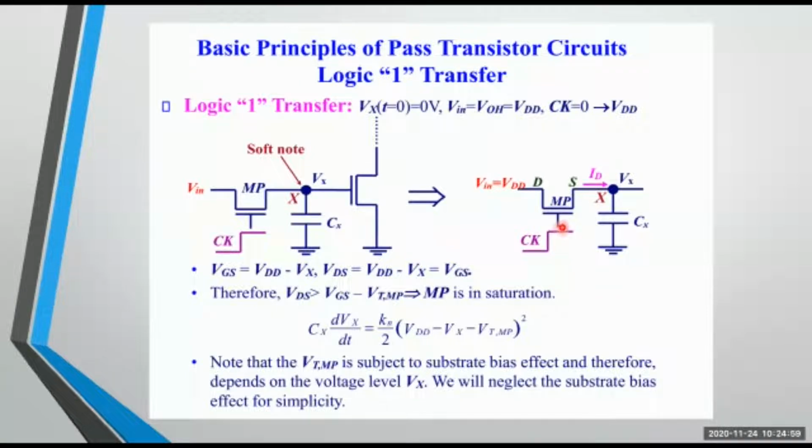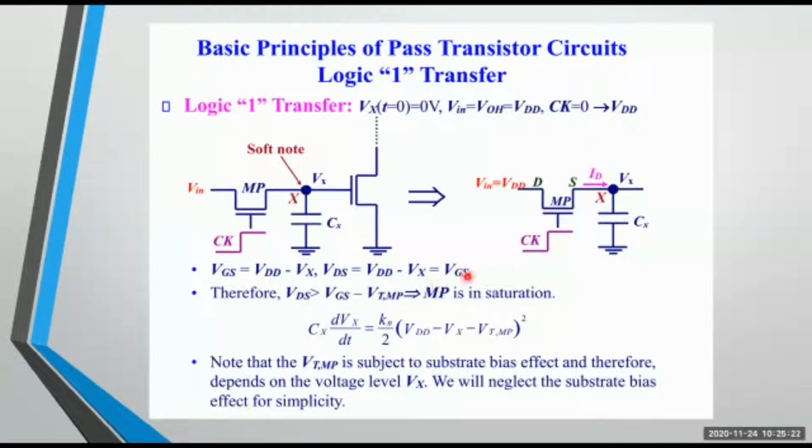So this is your gate terminal and source terminal. If you want to get the VGS value, you subtract Vx, the voltage at the X node, from VDD, your main voltage. So that's how you can obtain the VGS, and ultimately VDS, the voltage between the drain and source terminal, is calculated as VDD minus Vx.